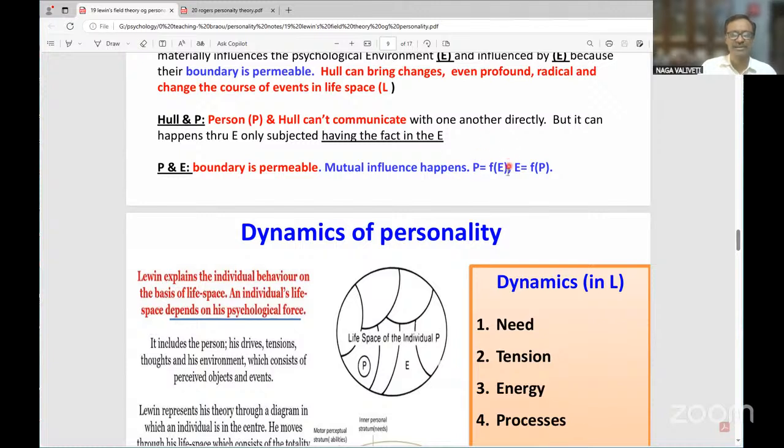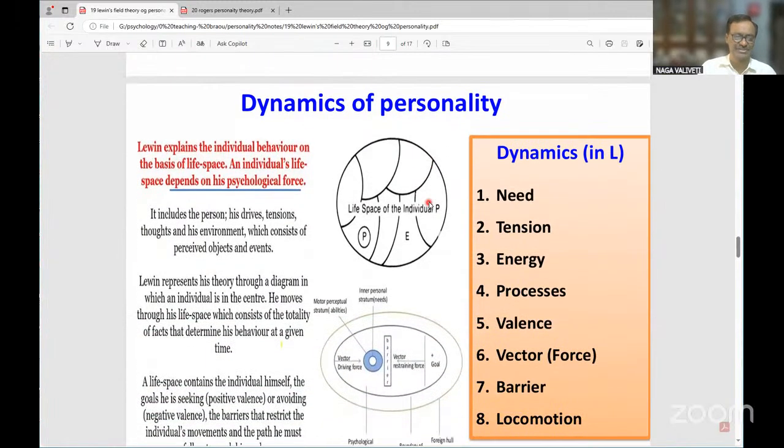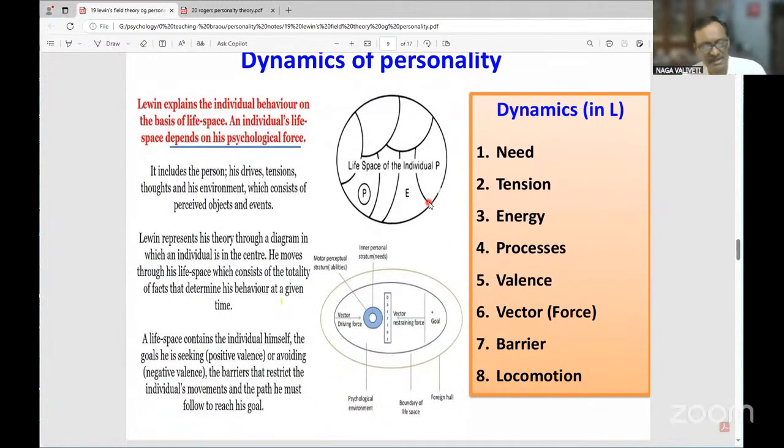So the person will decide the psychological environment. Psychology is determined by the P. This is the equation. Dynamics of personality, very briefly I try to explain. There is a need. From that need, the energy is released. Simultaneously, two things are released: tension is released and energy is released.